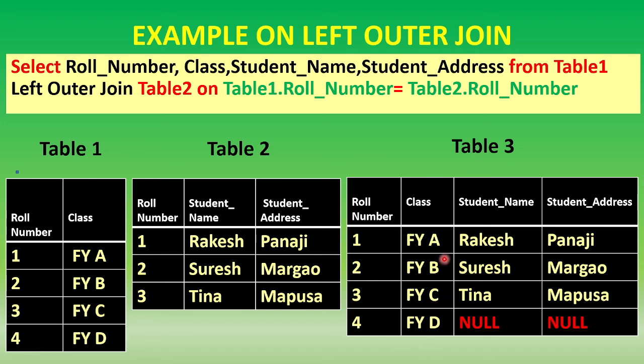That is in your output table because it is a left outer join. But what will happen to student name and student address? That entry won't come over here. There is no matched row of table 2 with table 1 because roll number 4 is not there in table 2. So in this case, in the output table, for student name and student address, null will come. The null keyword is put in missing counterpart rows.